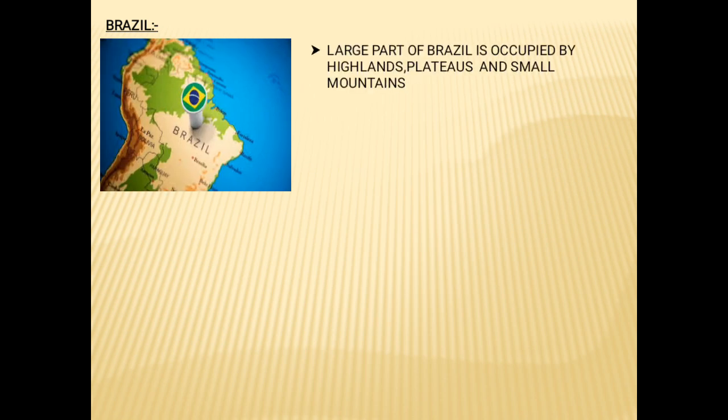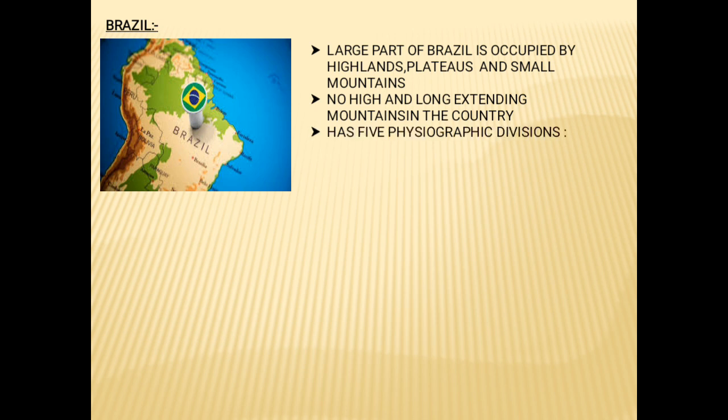Let's study about Brazil. Large part of Brazil is occupied by highlands, plateaus, and small mountains. There are no very high and long extending mountains in the country, except for the northern Amazon basin, and in southwest along the upper parts of Paraguay basin. There are no wide plains in the country. Even the coastal plains are restricted in their expanse.